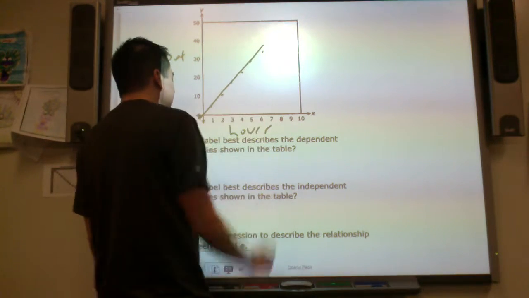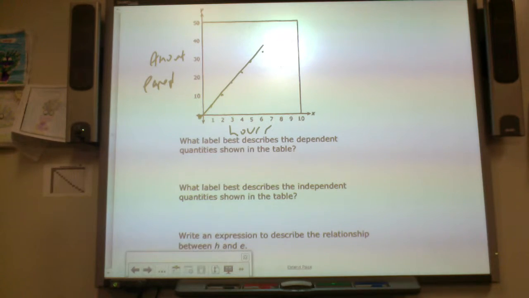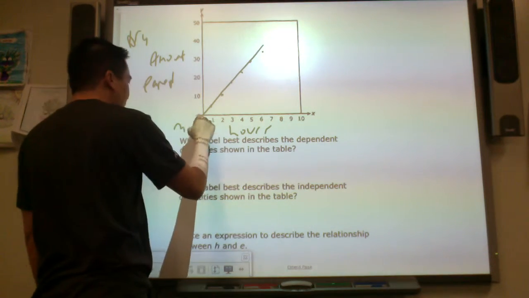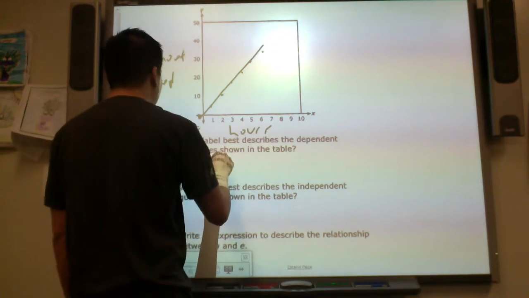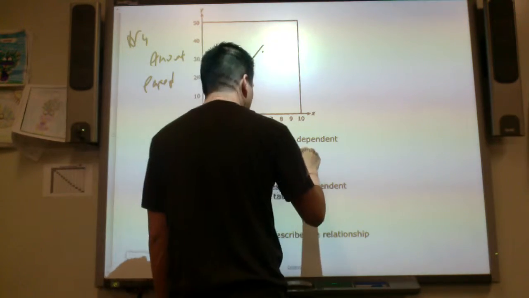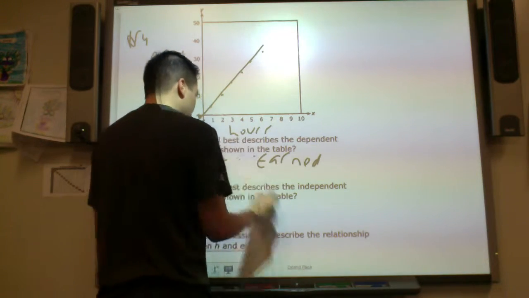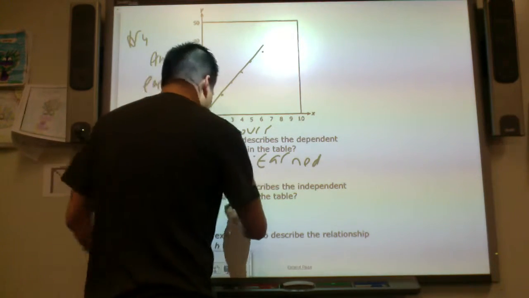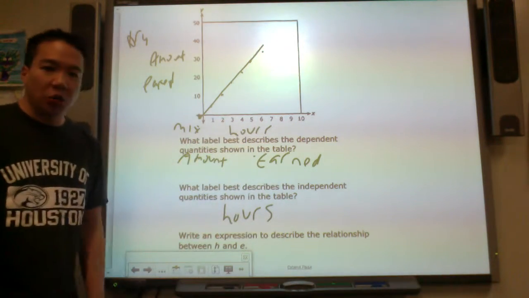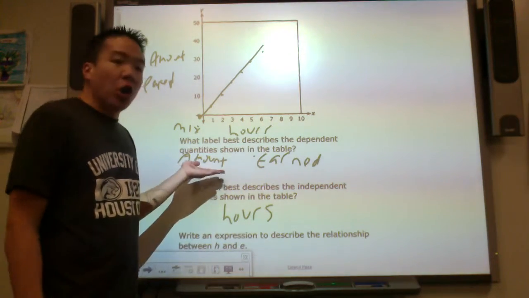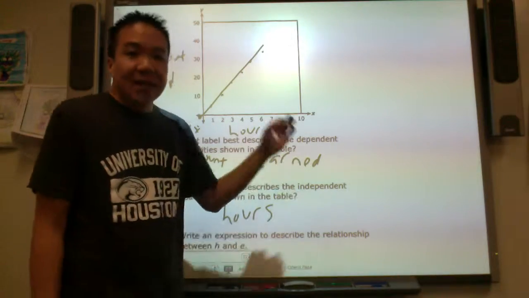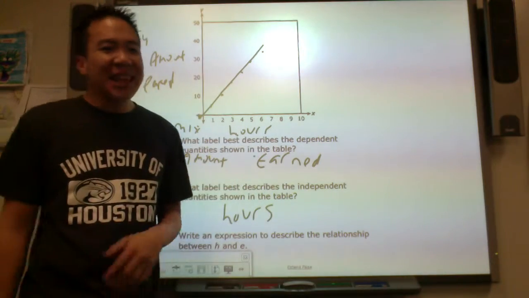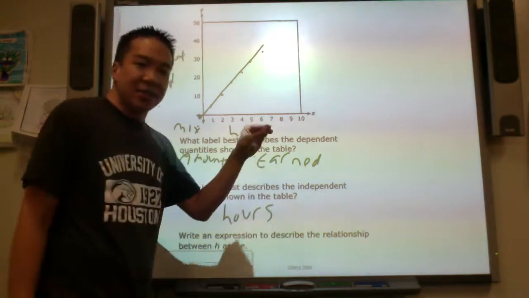Let's connect there. What label best describes the dependent? Oh, DRY MIX. Dependent is amount earned. Which label best describes the independent? Independent is hours. Again, why is this so? If you do not remember DRY MIX, the amount earned depends on how many hours she worked. The more hours she worked, the more she makes. The less hours she works, the less she makes. So the dependent is amount earned.